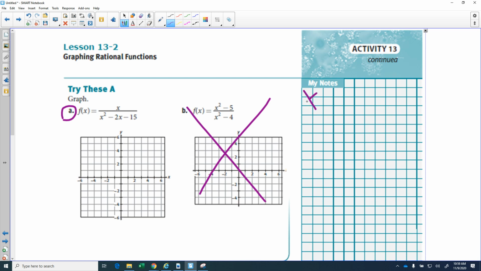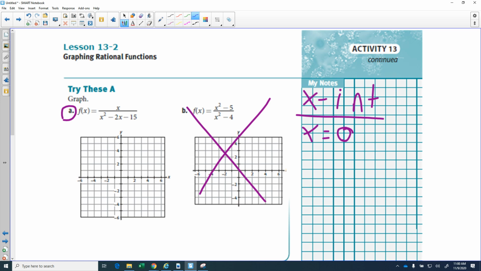Step one, let's find our x-intercepts. For the x-intercepts, I only care about the top portion of this function. All I have to do is take the top of this fraction, which is just x, and set it equal to 0. Sometimes you'll get an example like letter B, x squared minus 5, and you actually have to solve things out. In this case, because the top of that function is just x, I set it equal to 0, and I'm done there.